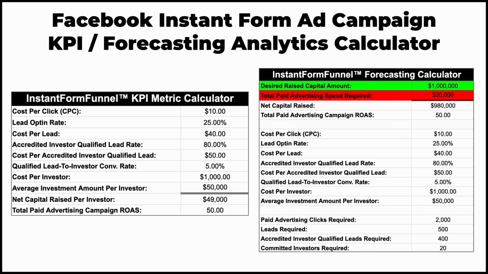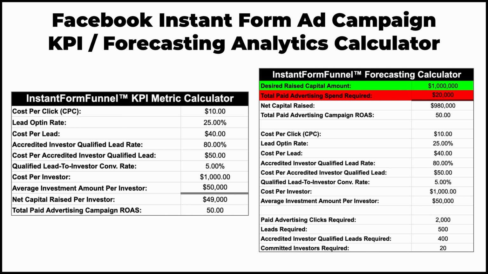Then we have the accredited investor, or whatever your qualifications are, your investor qualified lead rate. What percentage of these investors that become a lead actually are qualified? For this example, we have 80%. That would be equivalent to a cost per accredited investor qualified lead of $50. Then next we have, what is your qualified lead to investor conversion rate? What amount of accredited investor or qualified investor leads actually end up becoming an investor in your fund, syndication, etc.? Based on a 5% lead to investor conversion rate, 1 out of every 20 leads actually becomes an investor. That would be a cost per investor of $1,000.